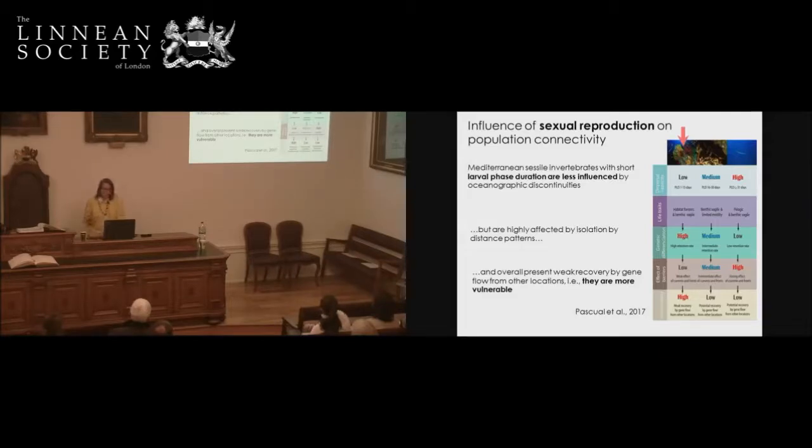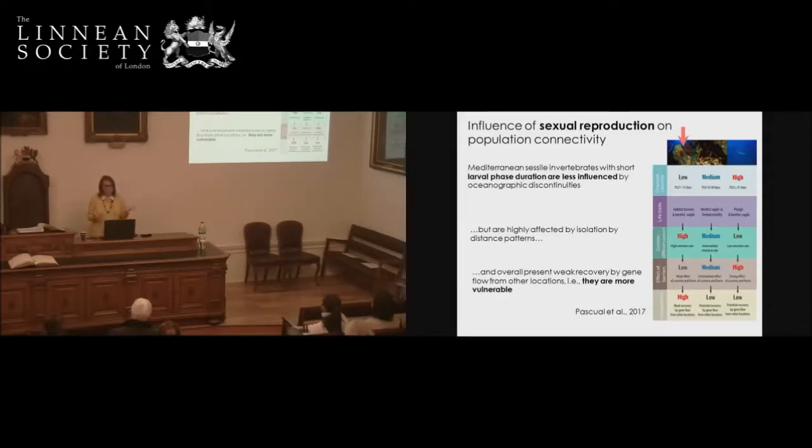So in the Mediterranean, sessile invertebrates with short larval duration phases are less influenced by oceanographic discontinuities, but are highly affected by isolation by distance. That means that two populations that are separated by 10 or 20 kilometers will be absolutely different. That doesn't happen in fishes, or in dolphins, which can disperse really, really far away. But sponges cannot do it.